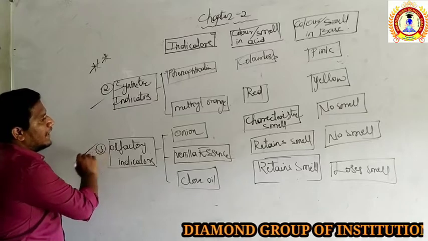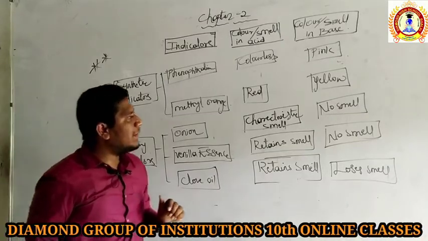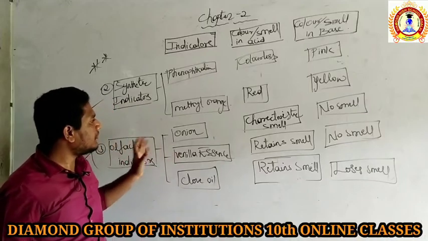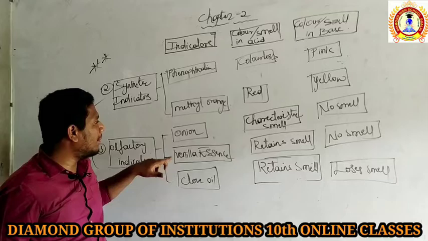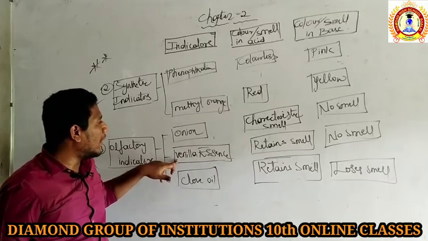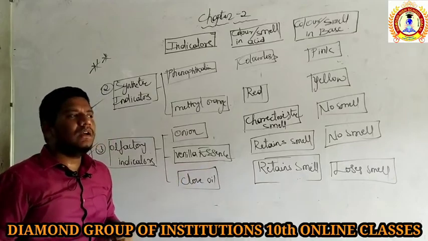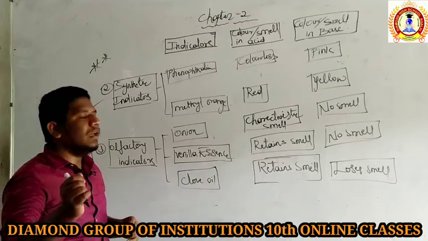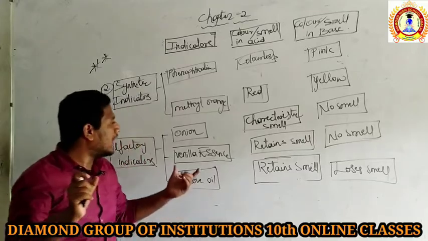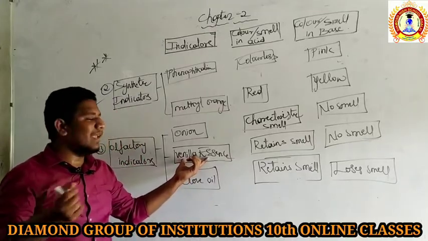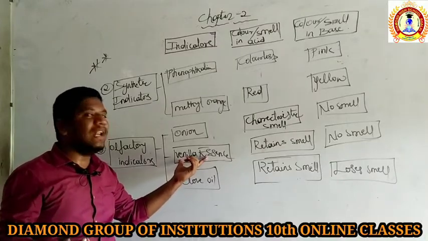The olfactory indicators are not that important for your examination, but just observe. The olfactory indicators, examples are onion, vanilla essence, and clove oil. What is vanilla essence? You may have seen that it is used in ice cream. The flavor of the ice cream is a chemical used in the making of ice cream. So that is called vanilla essence.